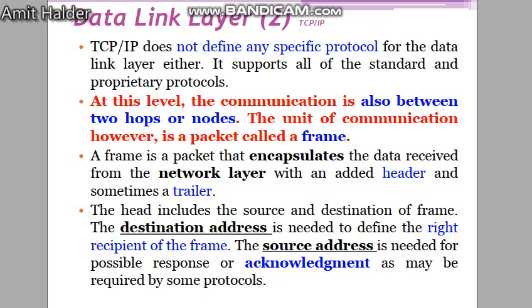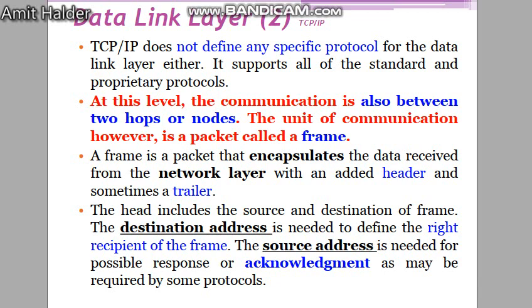At this level, the communication is also between two hops or nodes. The unit of communication, however, is a packet called a frame. In the data link layer, we take the bit streams and make them into frames. There may be a header and trailer to make it a frame. So a frame is a packet that encapsulates, and encapsulates means to make a capsule of information, the data received from the network layer with an added header and sometimes a trailer.